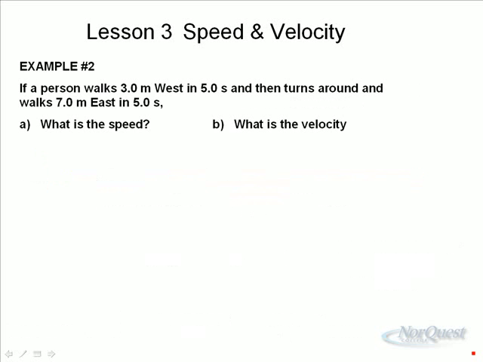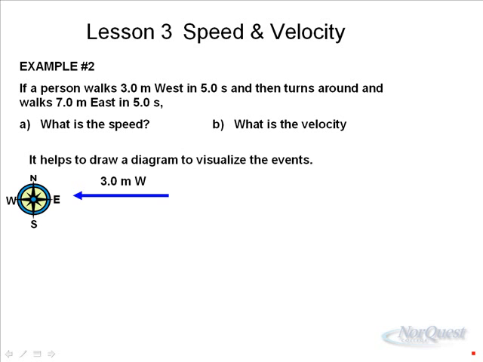In example number 2, the same person, instead of walking 3 meters east to begin with, walks 3 meters west, then turns around and walks 7 meters east in 5 seconds. In this case, what's the speed? What's the velocity? Again, drawing a picture helps.